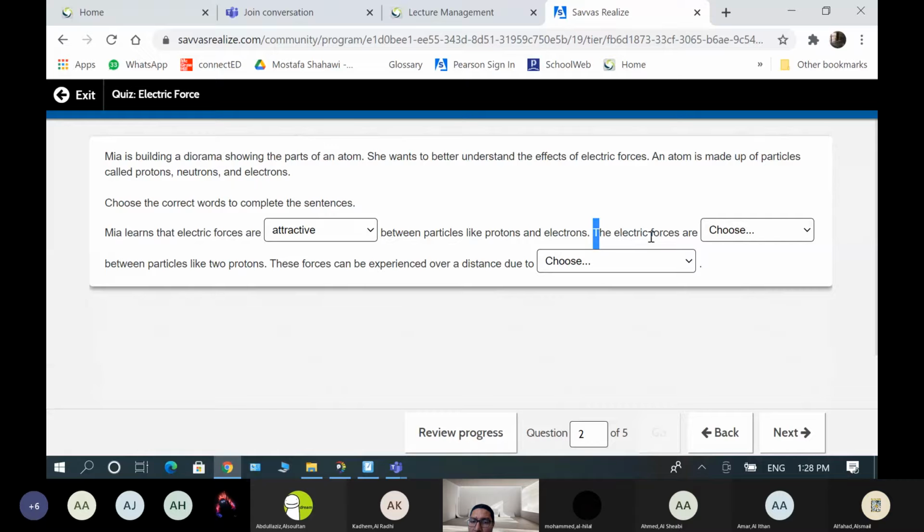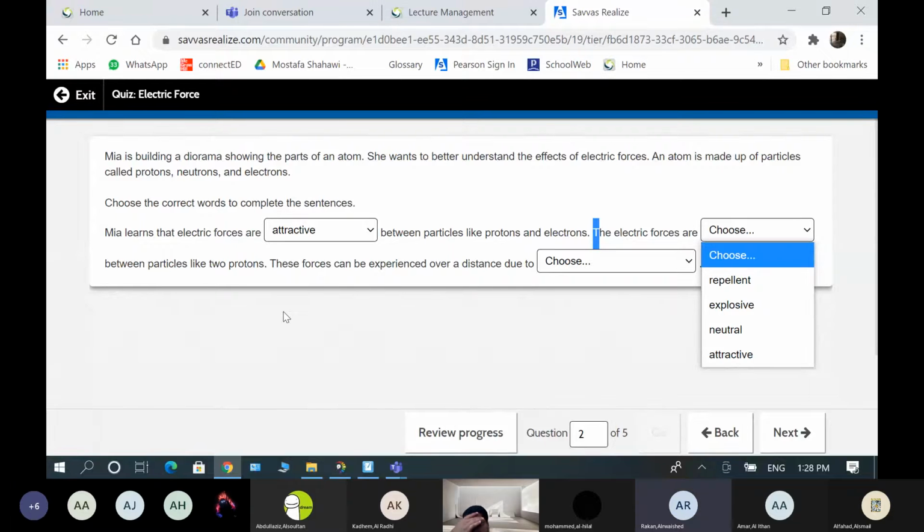Rakan Ruweshid, read. The electric force is between particles like protons. This is the completion of the sentence of the question. Between particles like two protons. Repellent.